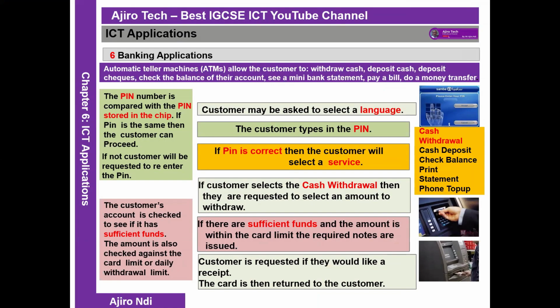So let's talk about the ATM. ATM, automated teller machine. Now, the automated teller machine allows you to do the following: withdraw cash, deposit cash, deposit a check, check the balance of the account, see a mini statement, pay a bill, do money transfer. These are the things you can do in an ATM. And it simply means automated teller machine.